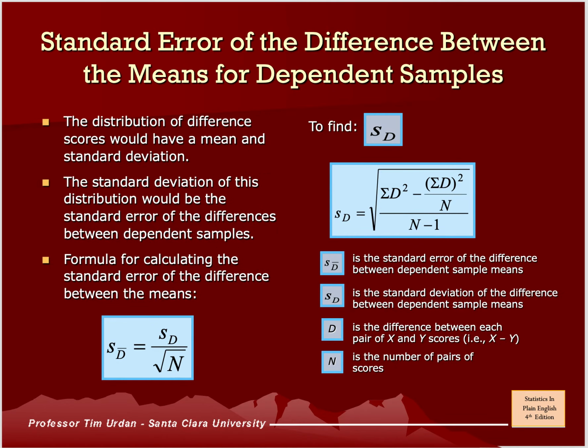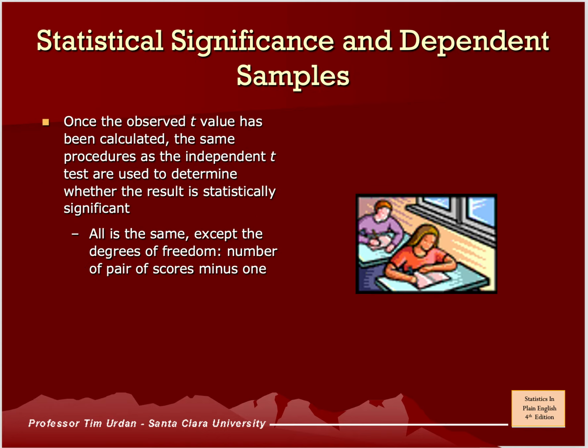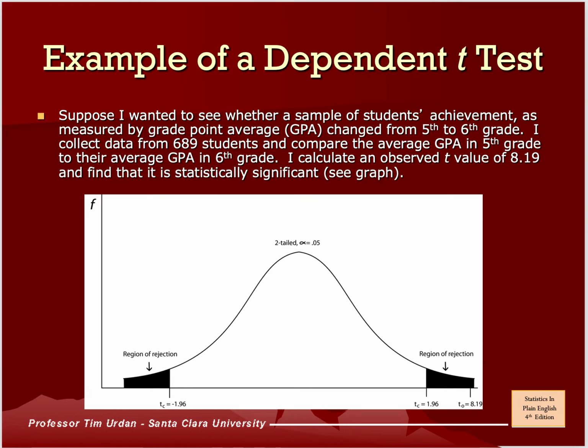So here's an example of a dependent t-test. I want to know what's going on with the sample of student achievement. I'm going to measure it using GPA, and I'm going to look at the GPA changing from 5th grade to 6th grade. So I'm going to collect their data, and I'm going to compare the average GPA of the 5th grade to their average GPA in the 6th grade. Notice my people aren't changing, but their grade is changing.